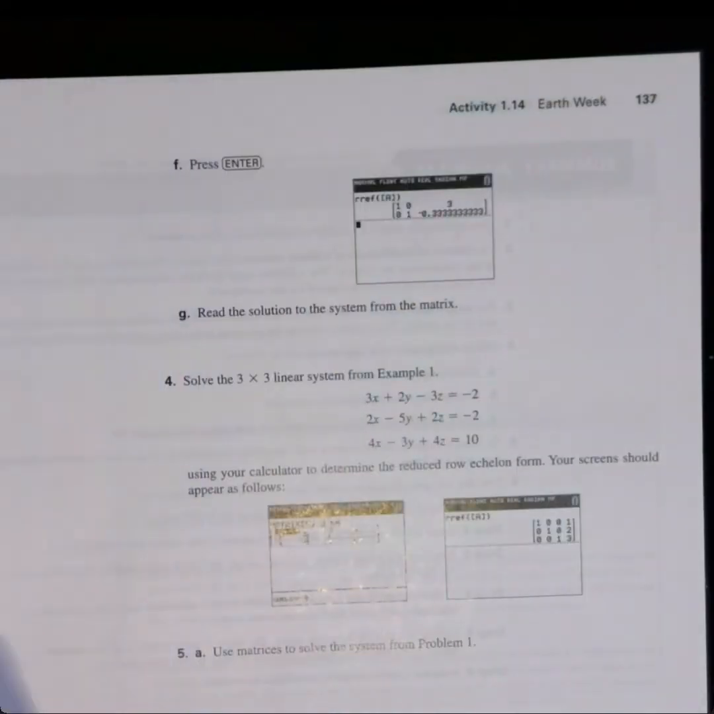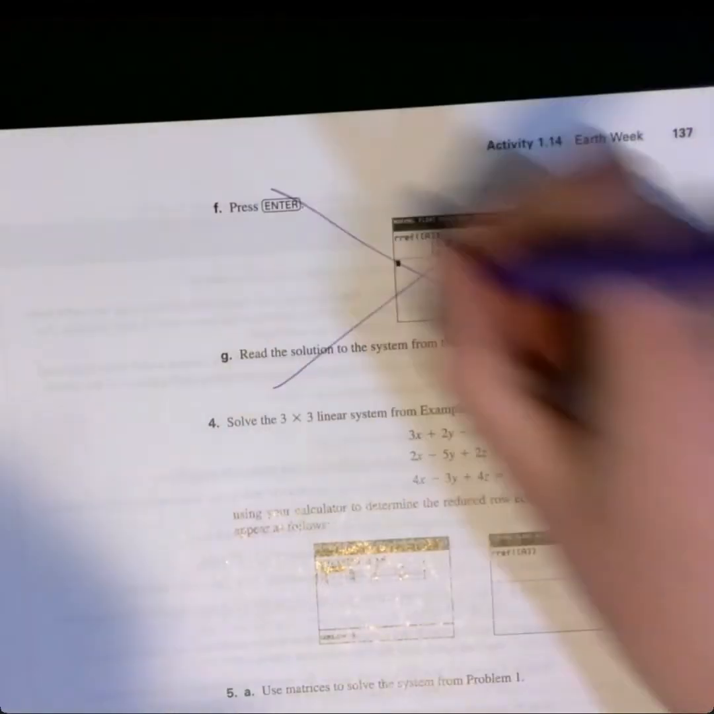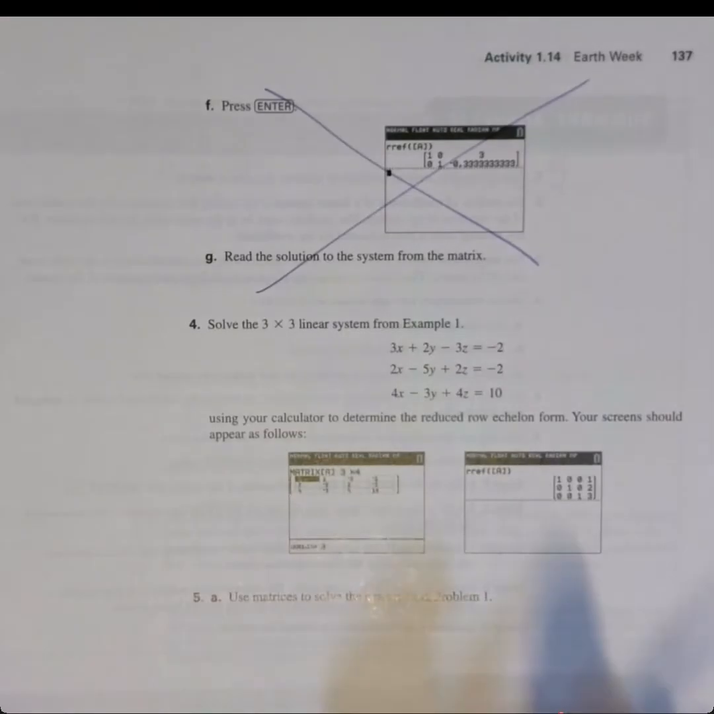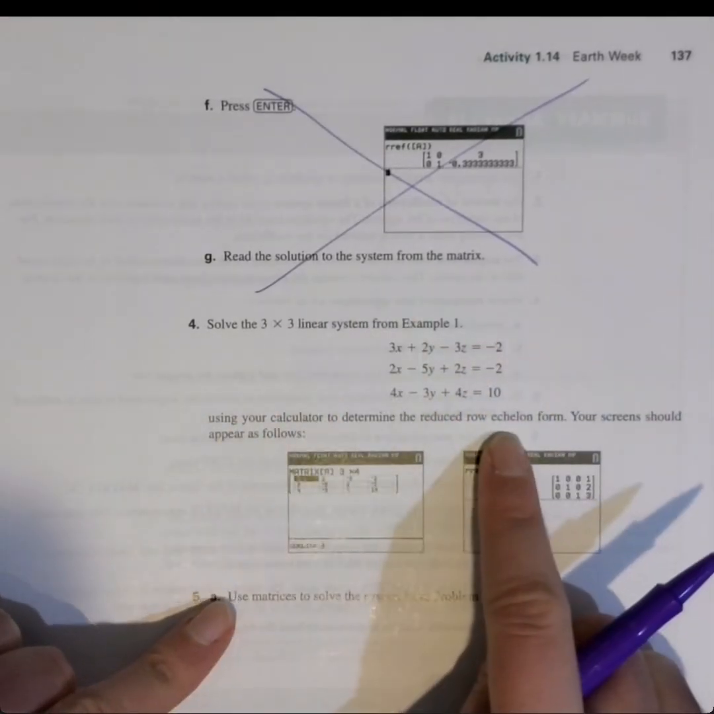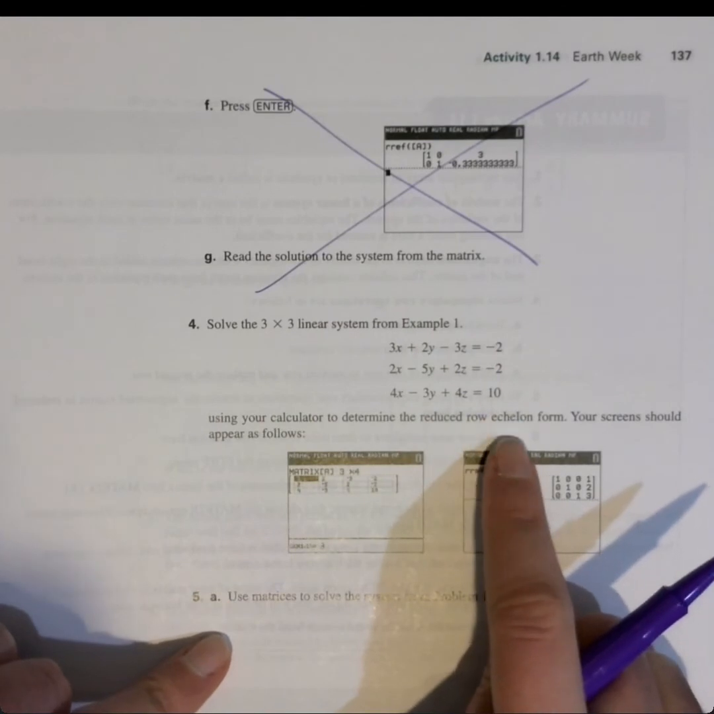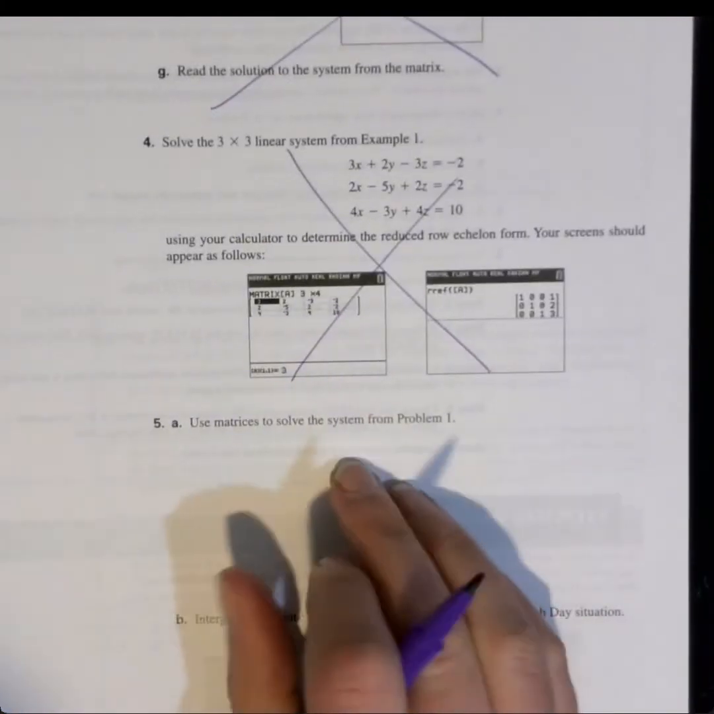Next page. Again, there are some directions on how to do this on a calculator. We're going to do it in Desmos, so we don't need any of those bits. We're going to go ahead and solve this system from example 1 using matrices. Actually, no, they did that right here. So that's just an example. We're going to do it with the problem from number 1.